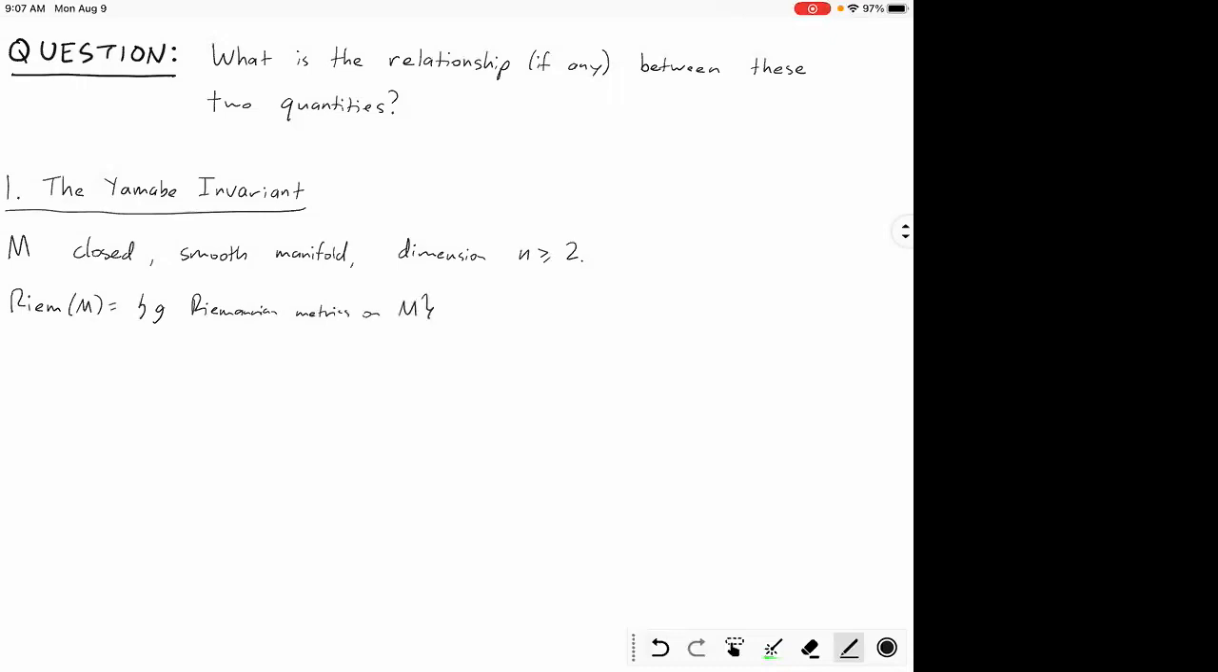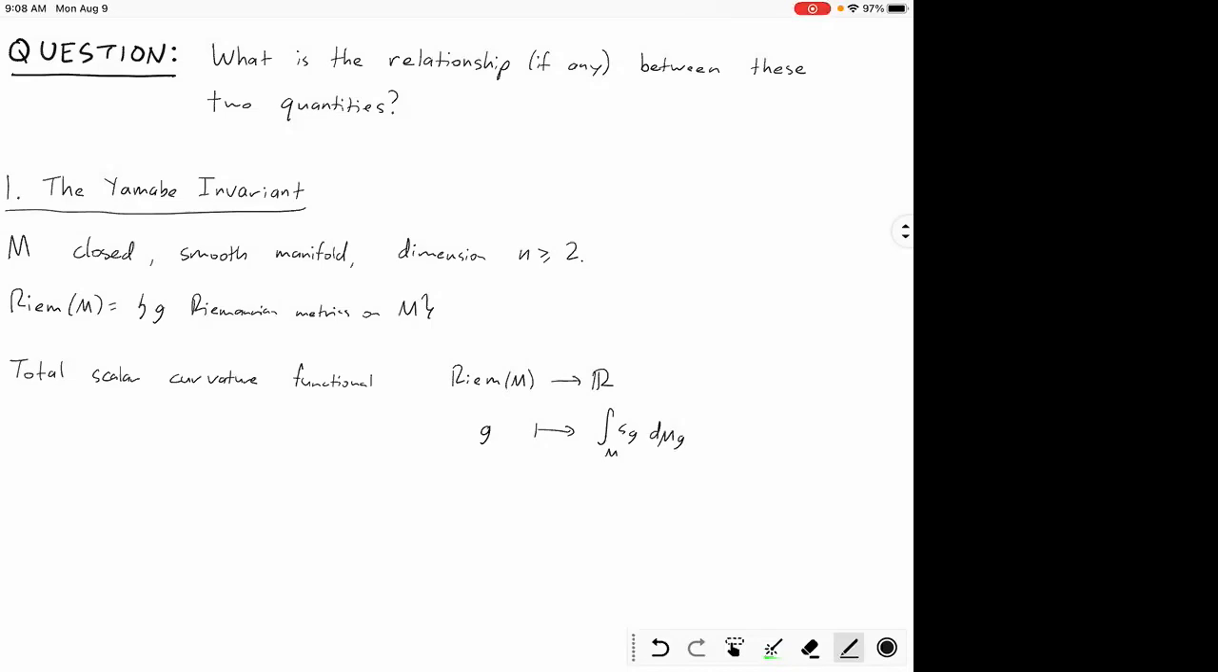Okay, so this is an incredibly large space of all possible Riemannian metrics. There's a functional called the total scalar curvature functional, which goes from the set of Riemannian metrics to the real numbers, where what you do is you take a metric and you integrate its scalar curvature over the entire manifold.